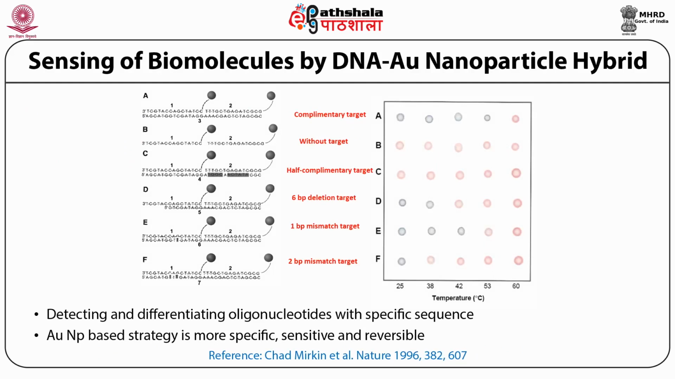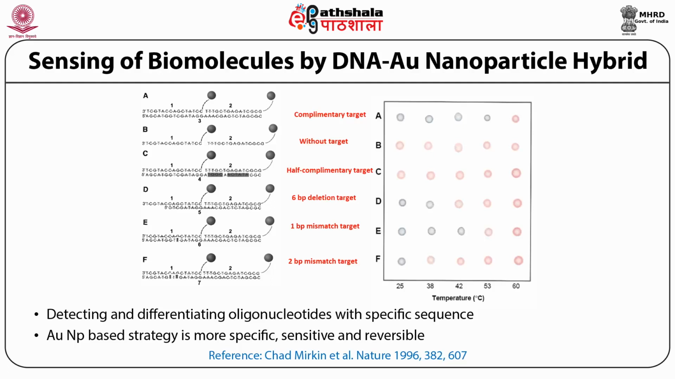So this is a classic example where in different cases, different kinds of oligonucleotides have been taken. In the first case, where there is a complementary target with the DNA oligonucleotide complementary base, you can see that they form more or less a purple like SPR, but with increasing temperature they can form red SPR. But if you have no target, then you can see that it never forms this bluish SPR.